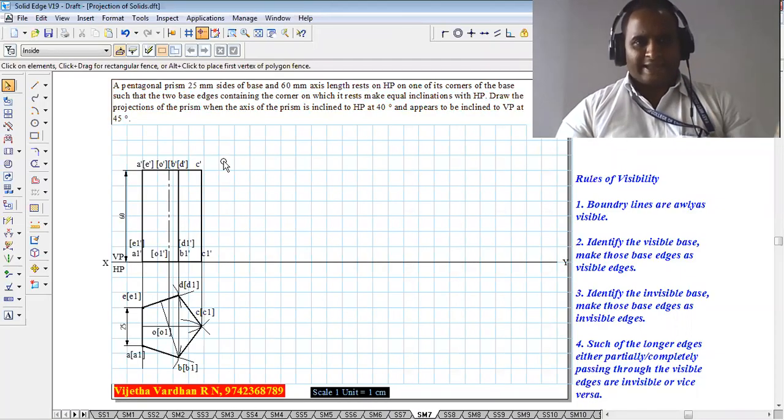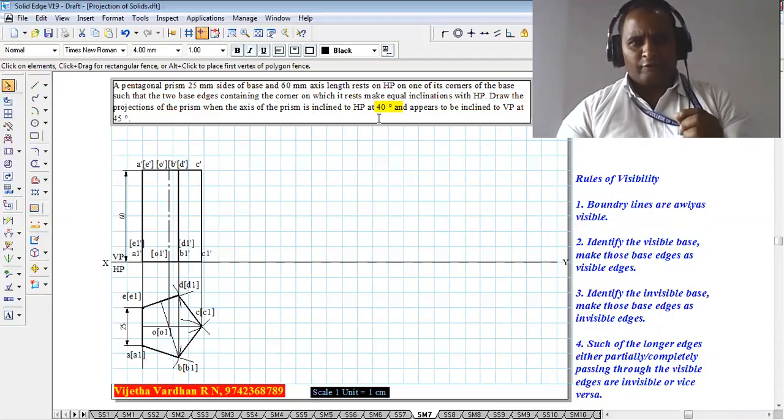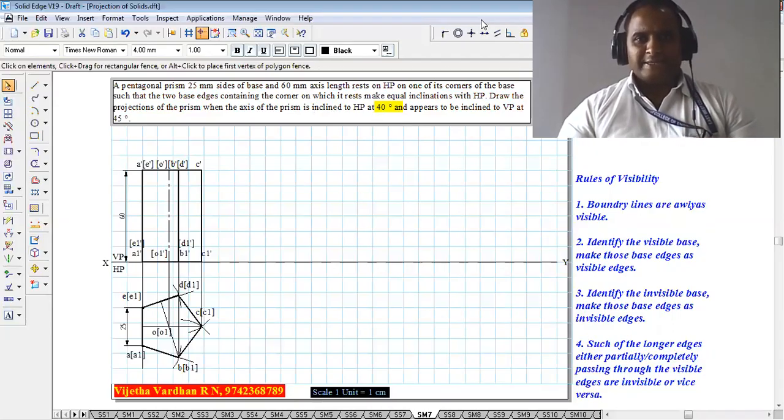Now to go for the second stage, we know that the axis is inclined to HP at an angle of 40 degree. Now when the axis is inclined at an angle of 40 degree, the base is inclined at 90 minus theta.